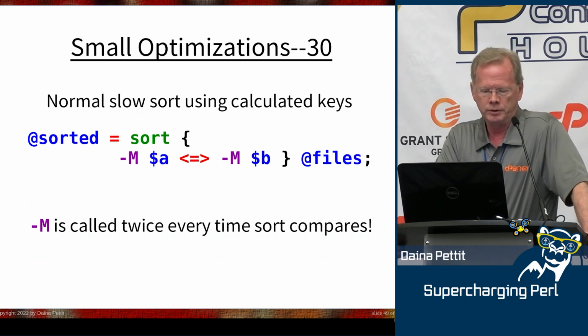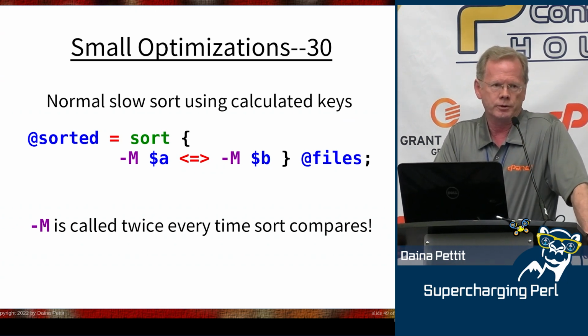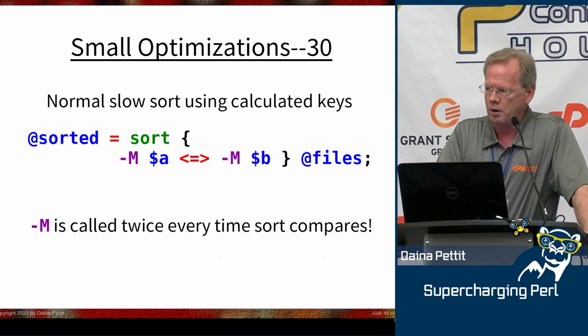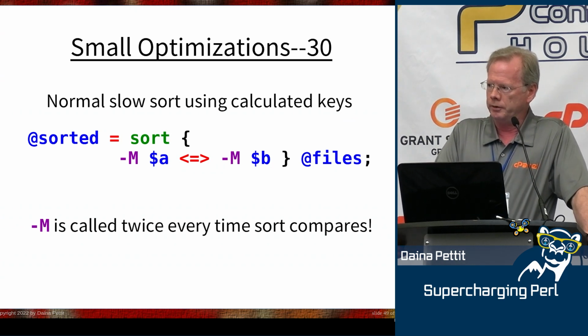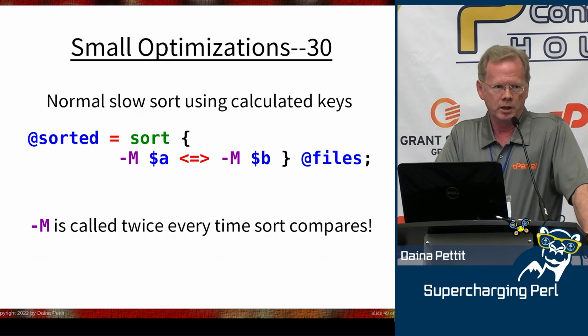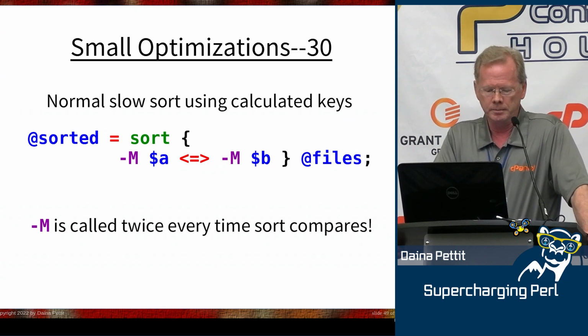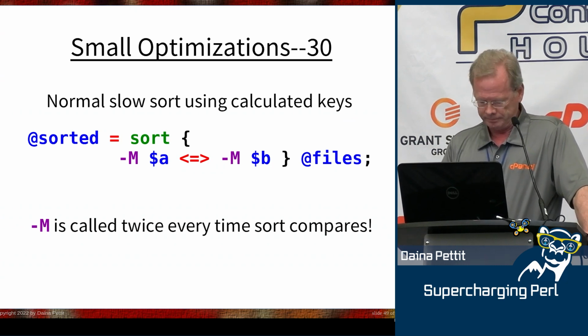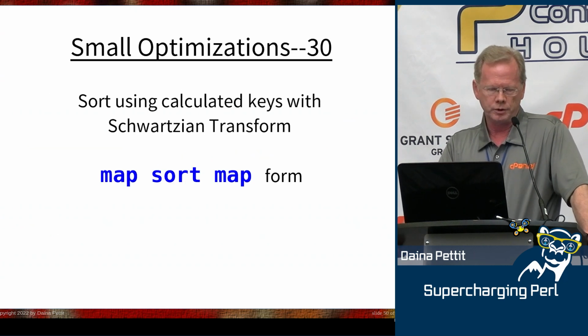The problem with this is that every time we do a comparison, we're going to be doing 2 of those calls to get the age of those 2 files. And we'll be calling it multiple times for the same value, the same files. That's a bad idea. So what we can do is optimize that. And one of the ways is with a Schwartzian transform.